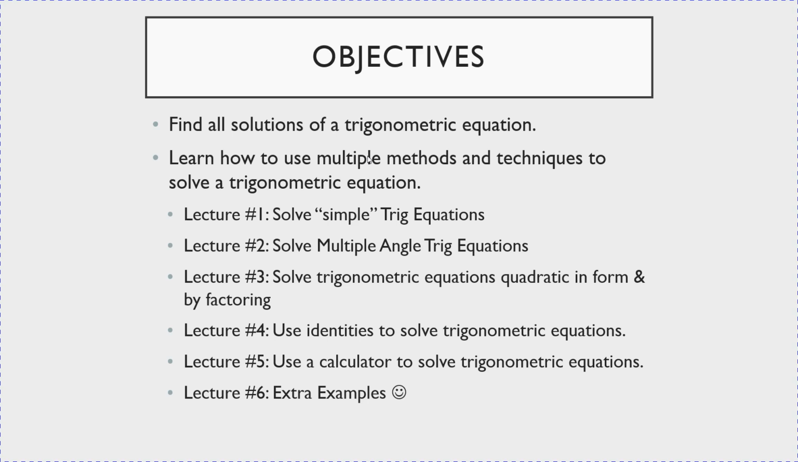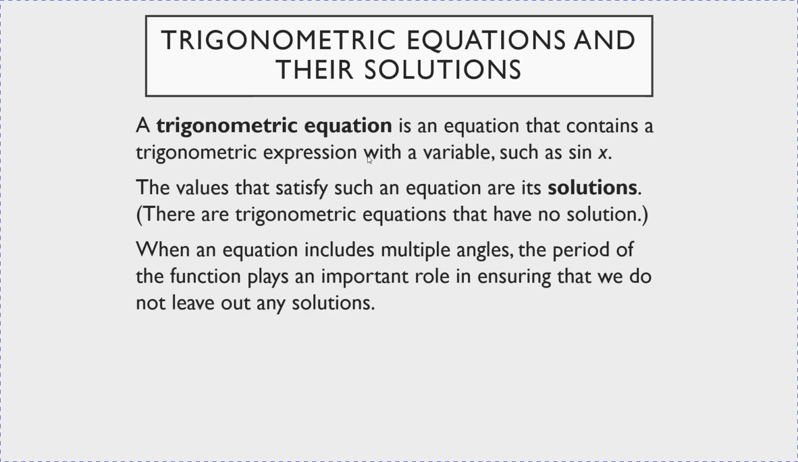First off, a trigonometric equation is an equation that contains a trigonometric expression with a variable, such as sine of x. This will be the first equation we actually solve. The first problem is going to be something like this: sine of x is equal to the square root of 3 over 2. The values that satisfy such an equation are its solutions.